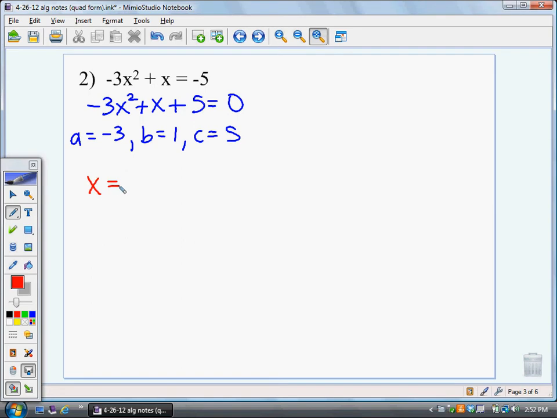x is going to be equal to the opposite of b plus or minus the square root of b squared minus 4ac.